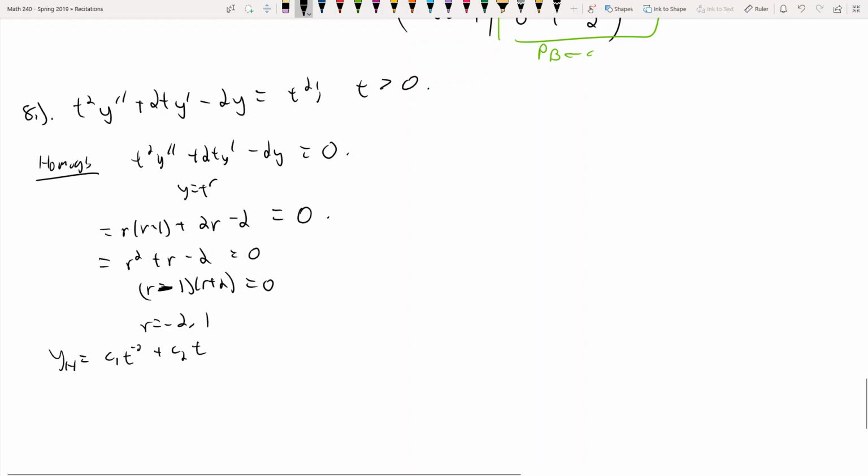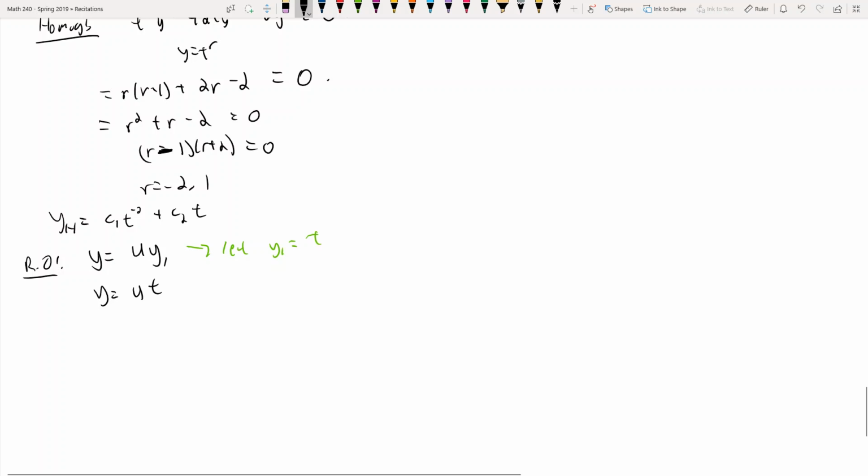Okay, but now that you have the homogeneous solution, we can use reduction of order using one of the homogeneous solutions as my y1. So now we want a reduction of order where y is equal to u times y1. In particular, in this problem, just let y1 equal either t to the negative 2 or t. And it's actually really easy if you let it be t. So y is equal to u times t.